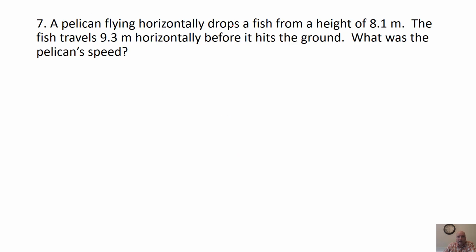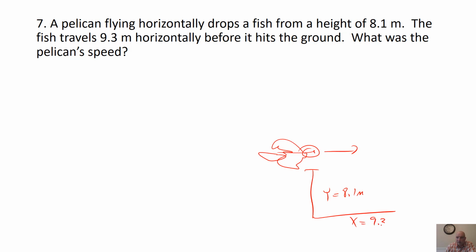Okay, a pelican's flying horizontally and drops a fish from a height of 8.1 meters. So let's just go and draw out the picture. You have a pelican. If you want to draw a bird, you can draw a bird. There's my pelican. And it's flying horizontally, and it is from a height of 8.1 meters. The fish is going to land 9.3 meters horizontally from where the pelican was, from the base. So that's going to be downrange before it hits the ground. What was the pelican's speed? We're asked for Vx. We're trying to find that right there.